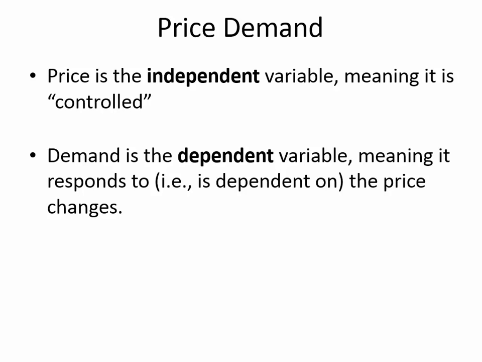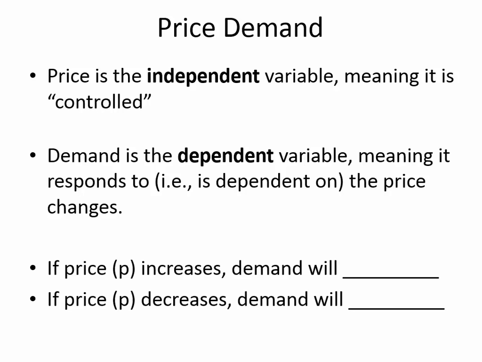So demand is a dependent variable. It depends on not only the price, but then also the quality of your item, the conditions of the market. But we're going to simplify this relationship and just say that price and demand are related, and those are the two variables that we're going to look at. So fill in the blanks here. If price increases, demand will decrease.